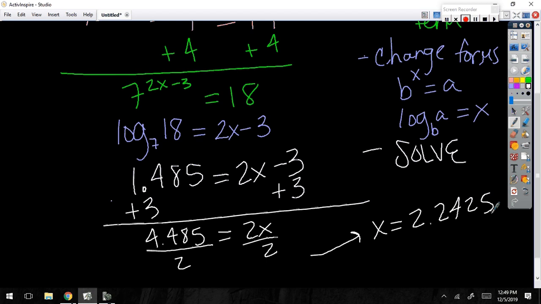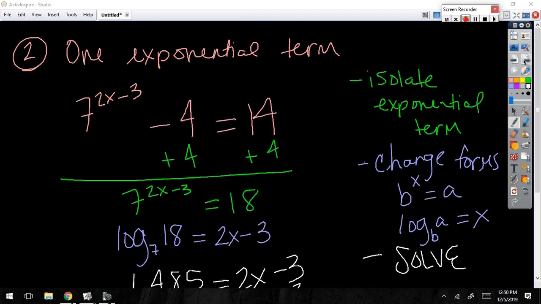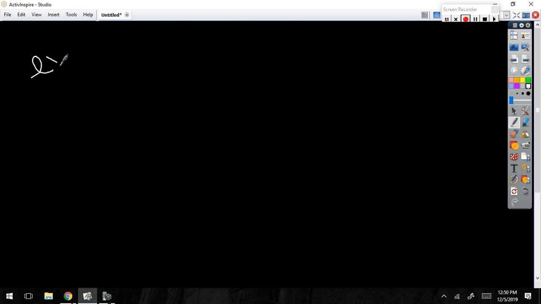Tell me what you think about one exponential piece. If you can change forms, you can do it. One exponential piece is pretty easy. Y'all want me to do one more? Okay. One more. This one will have an E in it because we want to.